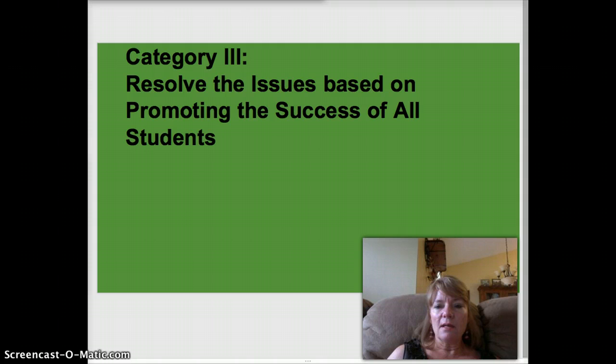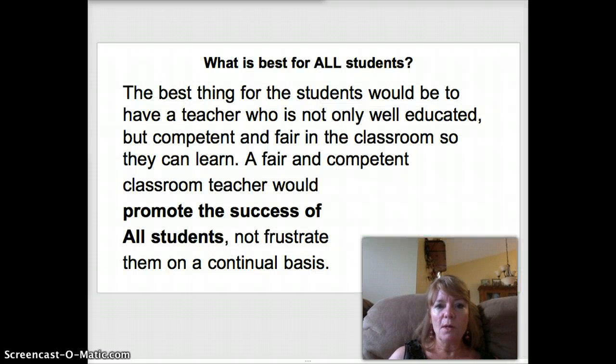After doing these things, I think we should have some resolutions going on in the classroom. And of course, I have to think about what is best for all students. I want to think beyond this student or person, we don't even know it's a student, but beyond just this one incident. We need to think about all the students in this classroom. And I think that one of the best things for the students would be to have a teacher who's not only well educated, but also competent and fair in the classroom so that they can learn. A fair and competent classroom teacher would promote the success of all students and not frustrate them on a continual basis.